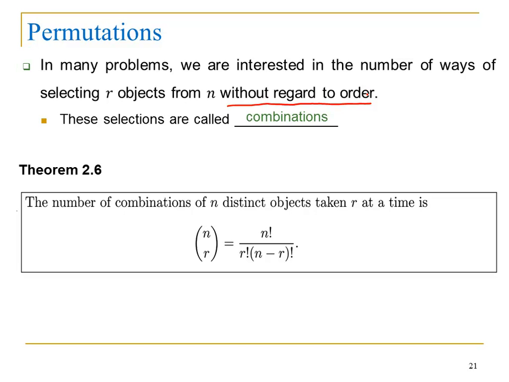Okay? So, theorem 2.6, says that the number of combinations of n distinct objects taken r at a time is equal to n factorial divided by r factorial times n minus r factorial, where r is the number of units that you're selecting from the total. Okay? So let's see how this applies to a real problem.